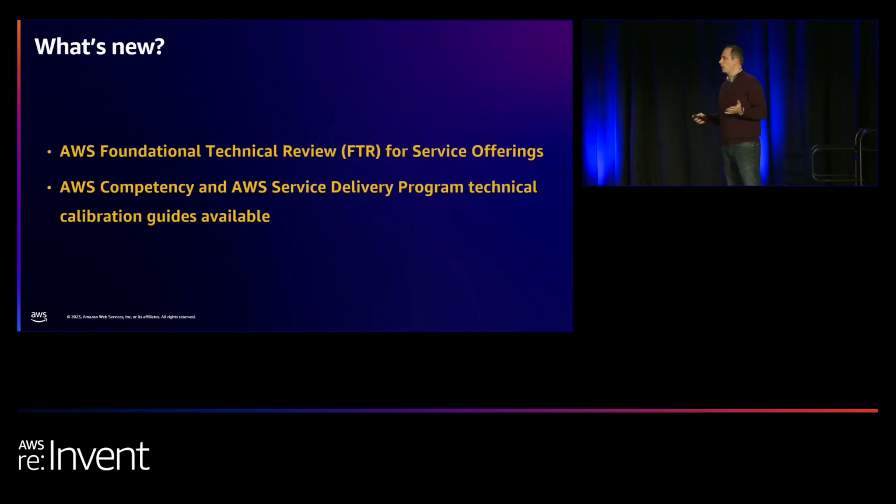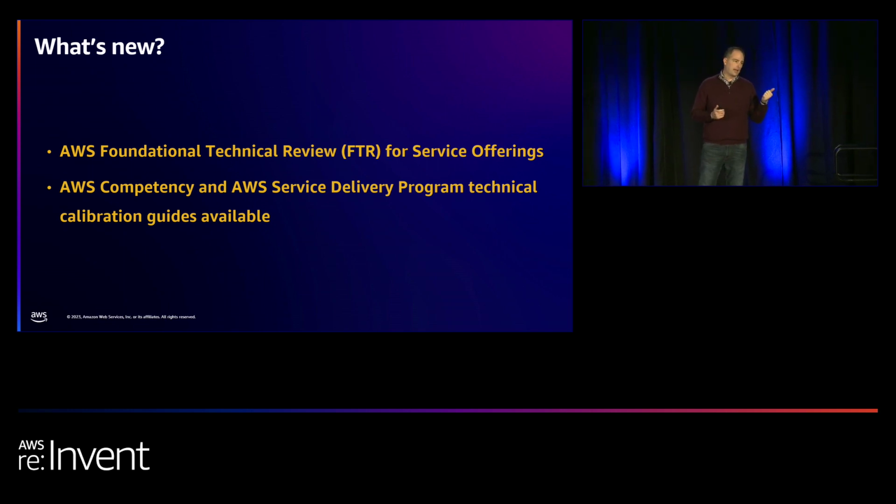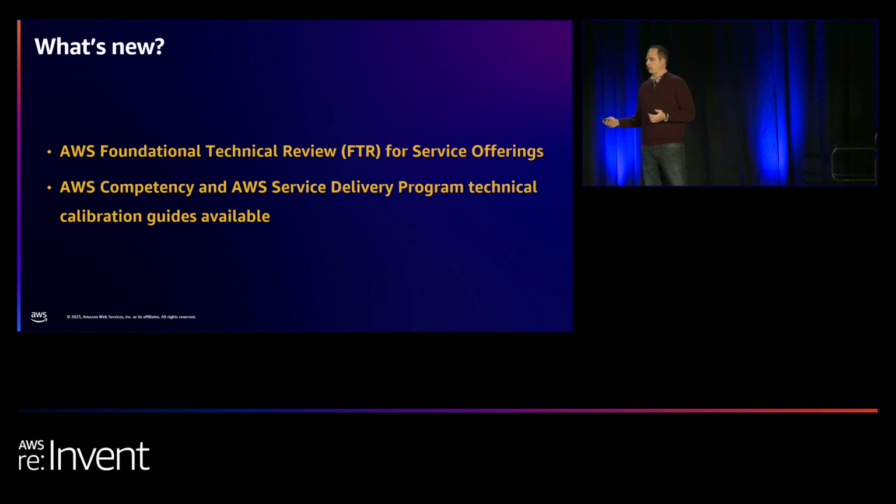A couple other quick notes about some things that are new. If you've been in the APN for a while and you've seen a number of these things, we wanted to call out a couple of quick updates. First of all, the AWS Foundational Technical Review. This has historically been something that we've offered for software products primarily. This year, we also released a version of the FTR for services offerings.